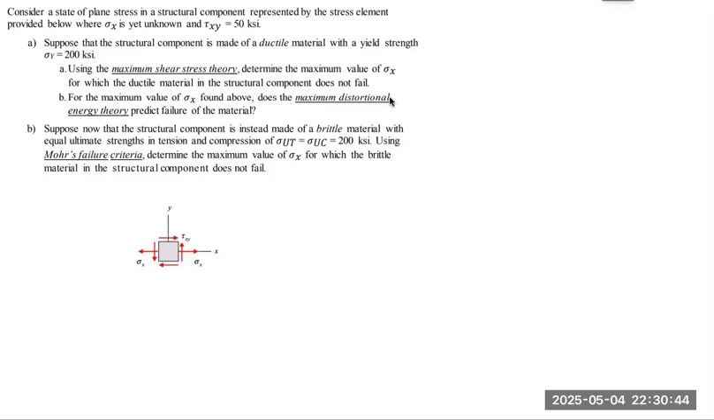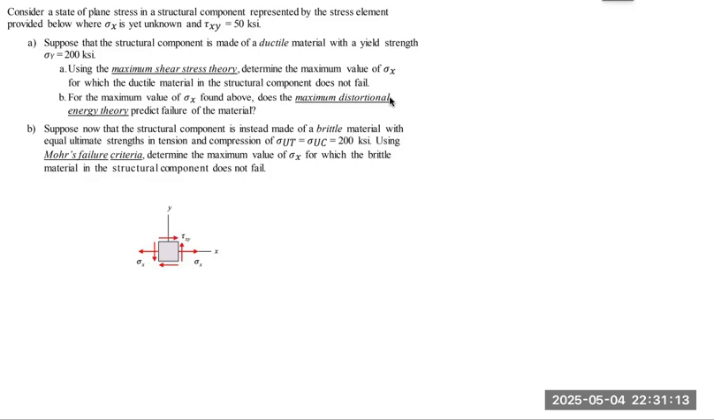So basically this failure problem is where we have to consider a state of plane stress in a structural component represented by the stress element provided below, where sigma x is yet unknown and tau xy, the shear stress on the x-plane in the y direction, is 50 kips per square inch.